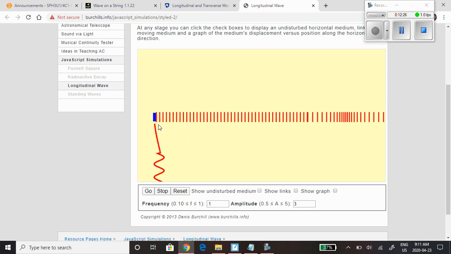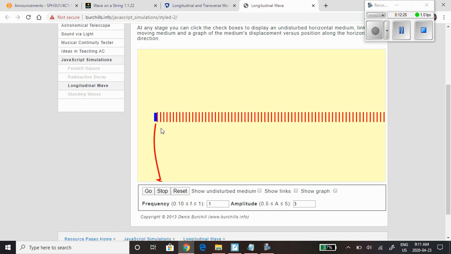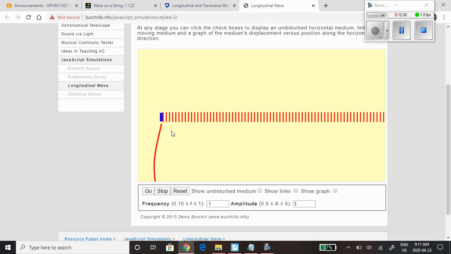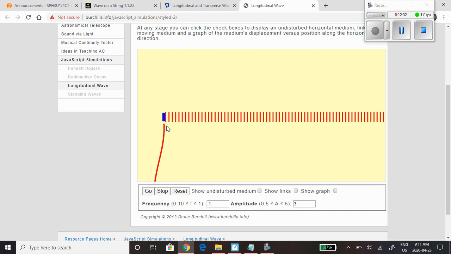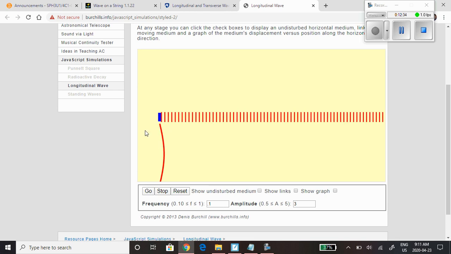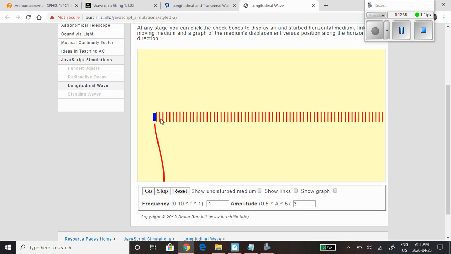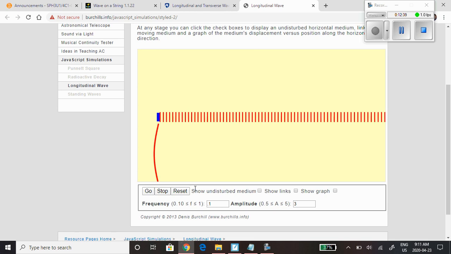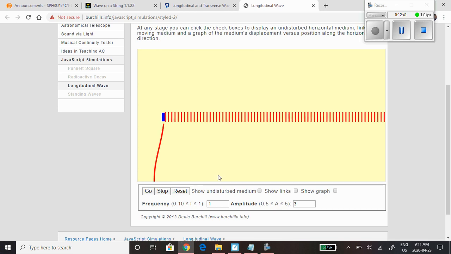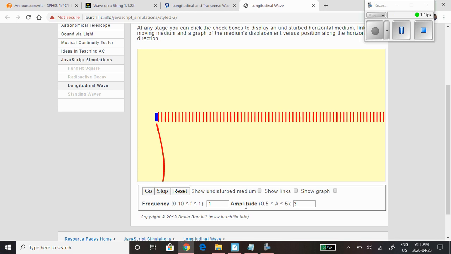Much slower vibration. Look how long it takes to go through a crest or a trough. You can't even see a complete one there. All right, much slower vibration. So some of the things that we can change for a wave are amplitude and frequency.